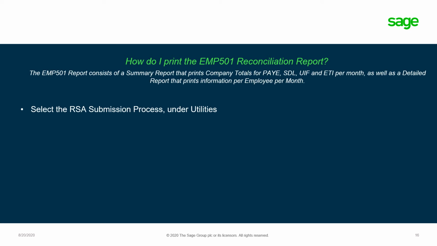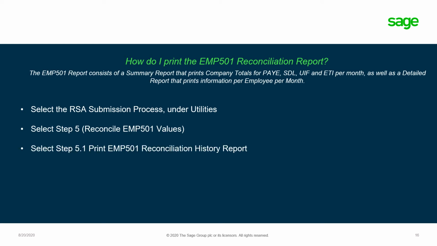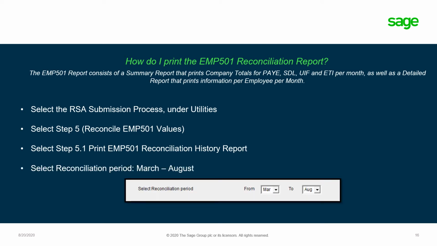Select the RSA submission process under Utilities. Select Step 5, Reconcile EMP 501 values. Select Step 5.1, Print EMP 501 Reconciliation History Report. Select the reconciliation period, March to August.